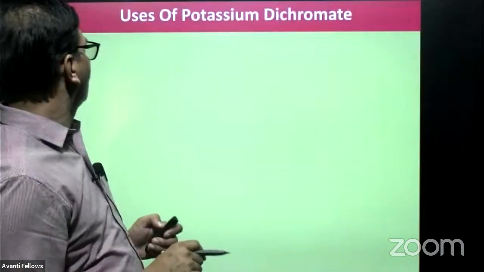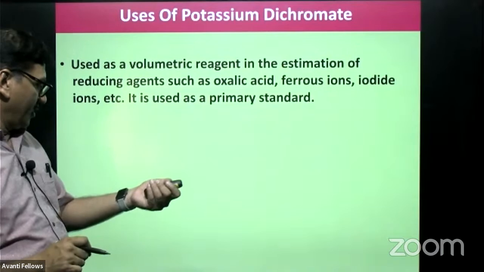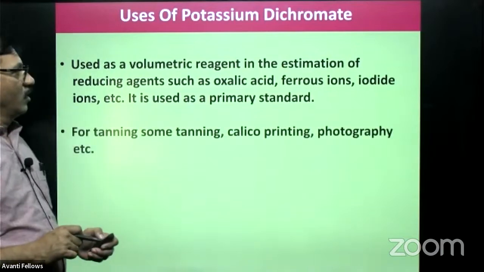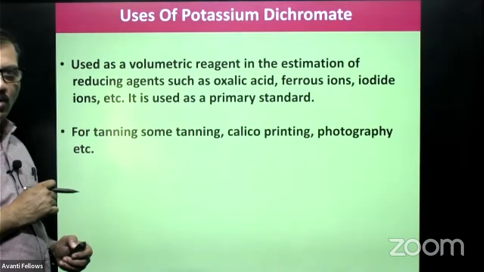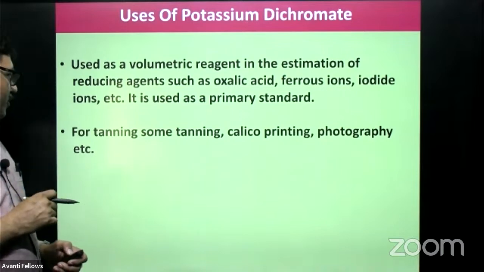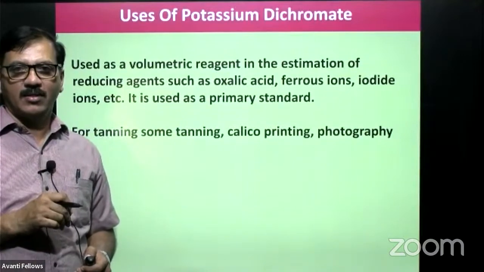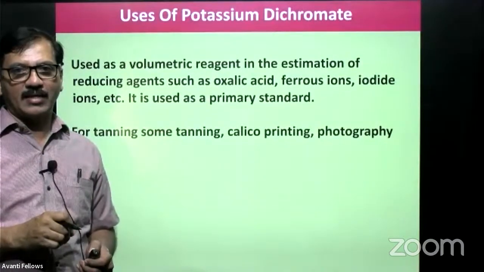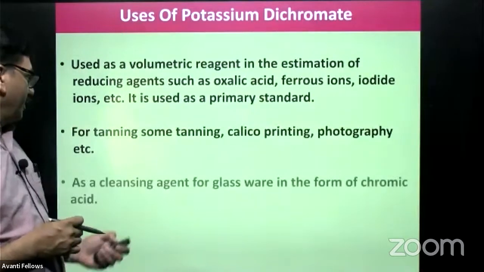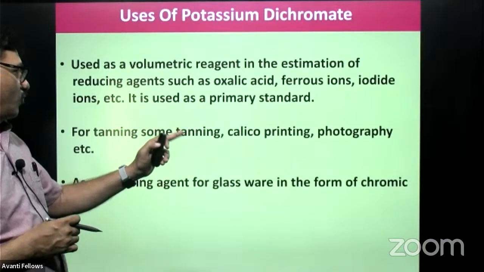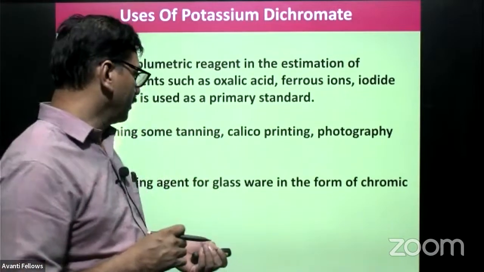Now, the use of potassium dichromate. As it is a volumetric analysis, we use it for the estimation of reducing agents such as oxalic acid, ferrous ions, and iodide ions. We use this in the laboratory. If you have already come across volumetric analysis, we have used potassium permanganate with oxalic acid. Potassium dichromate titration can also be done in the same way. Some industries also use this in tanning, calico printing and photography.